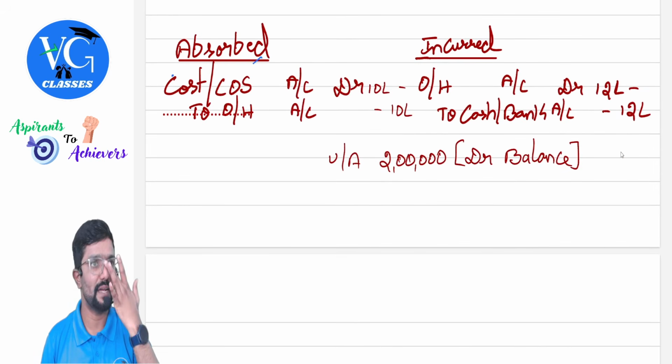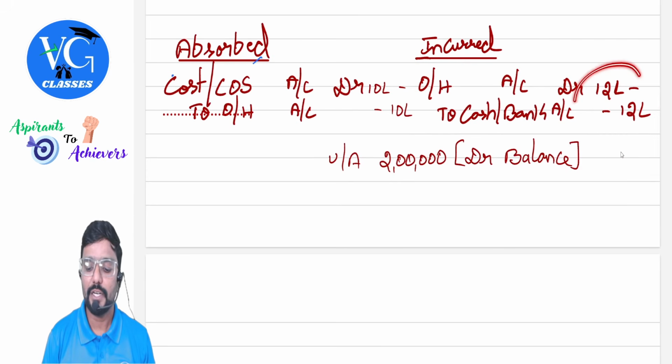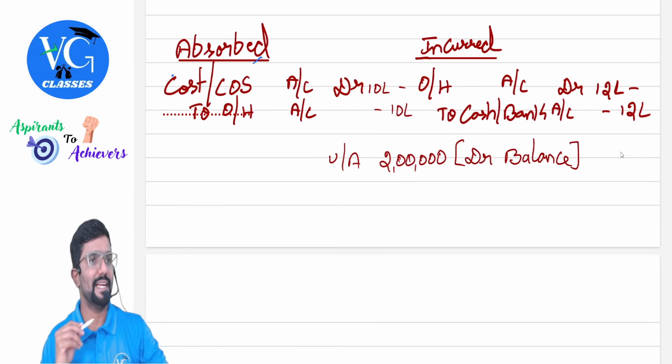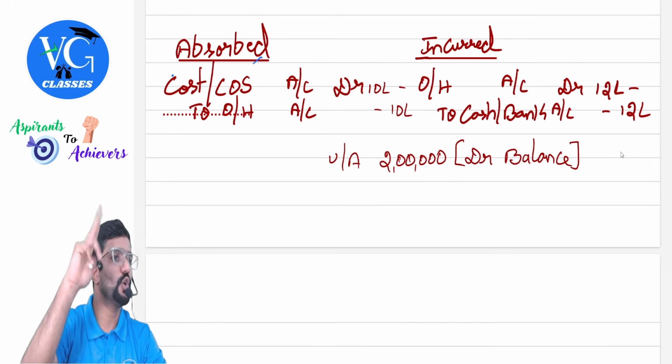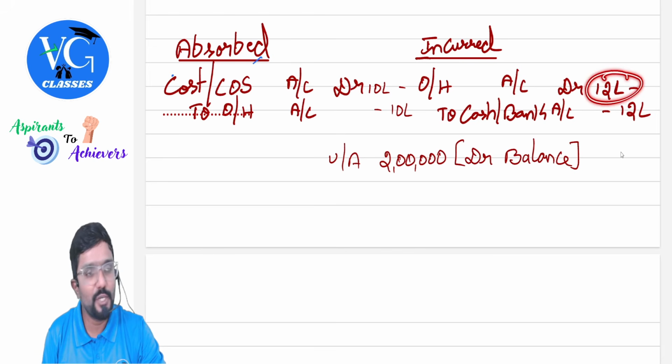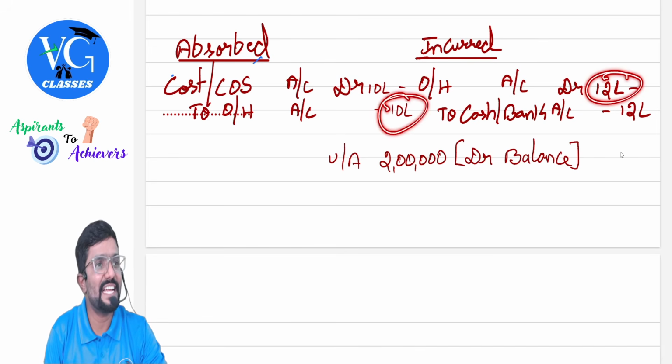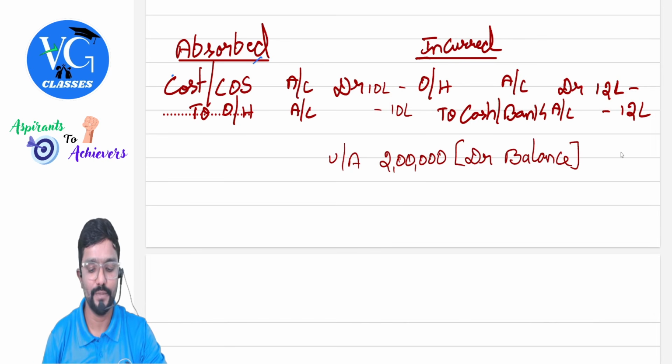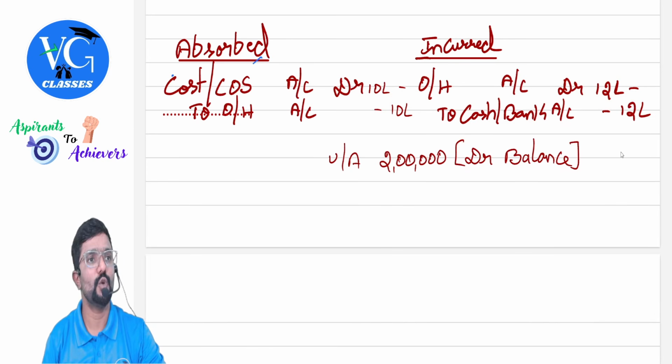Sir, same scenario. What if it is vice versa? I have incurred 12 lakh, but I have absorbed 10 lakh. Absorbed is less. So that means there is an under absorption of 2 lakh. It will have what balance, sir? Simple. Overhead is debited 12 lakh here, but credited 10 lakh here. So what is the net balance, guys? Net debit balance of 2 lakh.